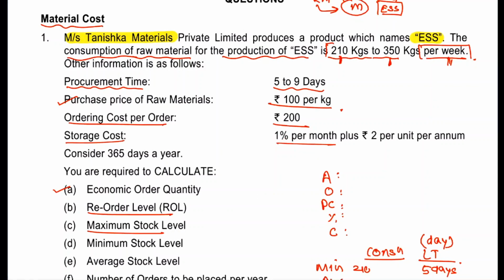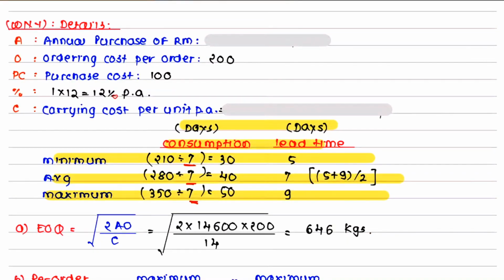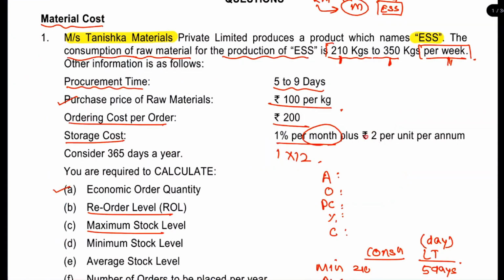Carrying cost, you always need what? Per unit and per annum, if you remember. So carrying cost should be per annum. Again, there is a possibility you make a mistake. So what do you have to do? Multiply by 12. So you will get the per annum carrying cost, 1 into 12, that is 12%. Now, there is one more thing. Plus there is another carrying cost. Two carrying costs are there. One may be interest, one may be insurance.